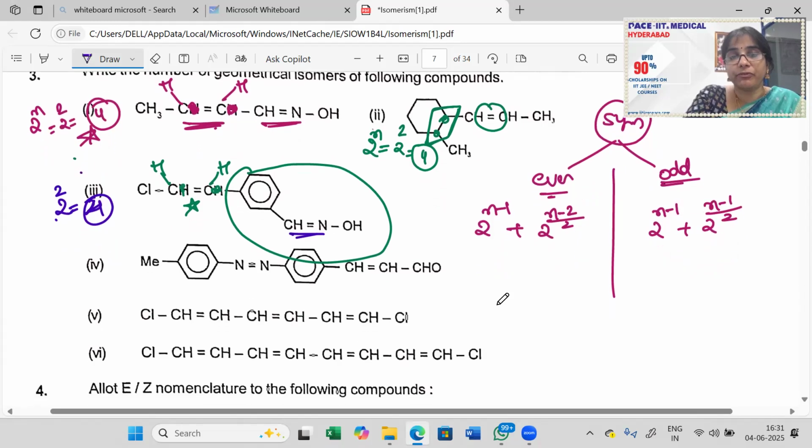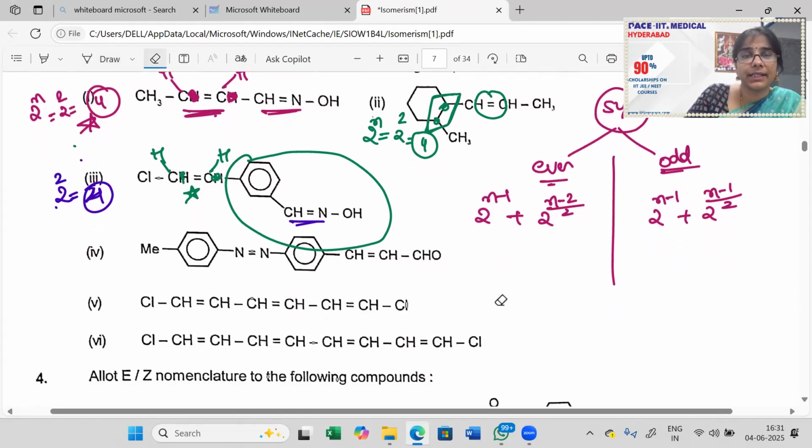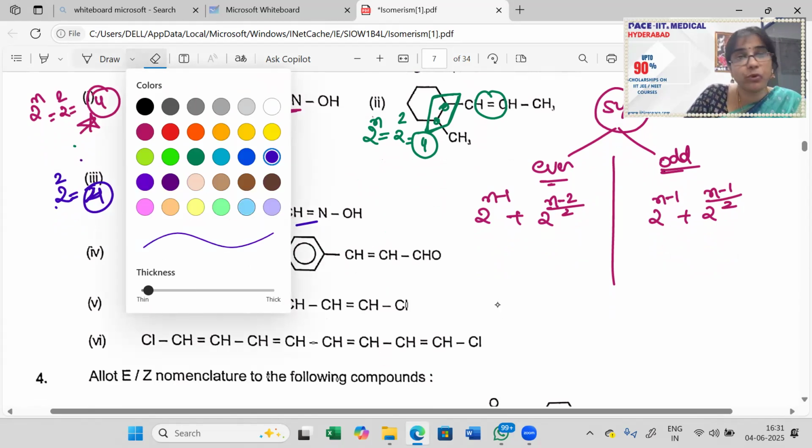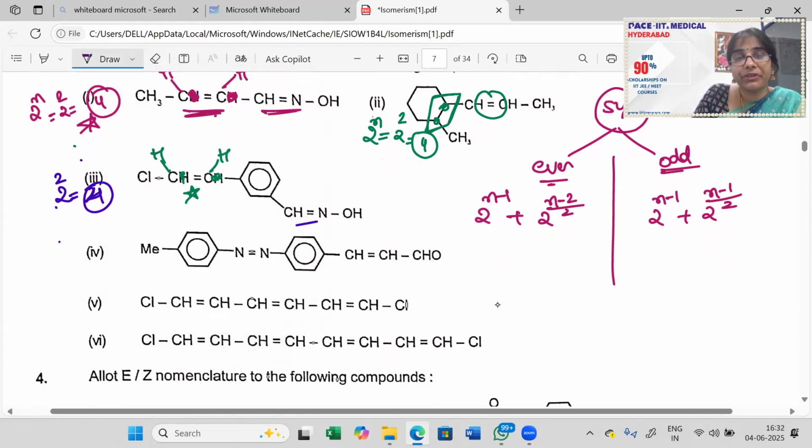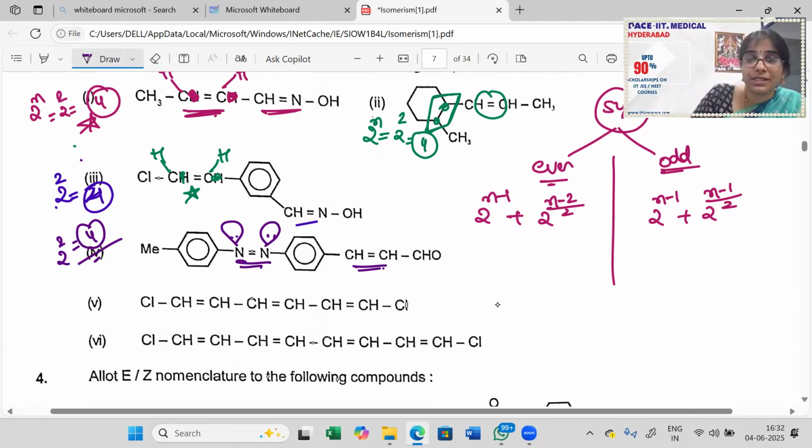And for option number 4, how many centers do you find there? Check your centers. Option 4, we have one here and one here. So for nitrogen, look, lone pair and lone pair, please draw the lone pairs also. And this is hydrogen and hydrogen. So it is not a symmetric thing. Again 2 power 2, which is 4. Not symmetric, 2 power n, two stereo centers where I can show geometrical isomerism.